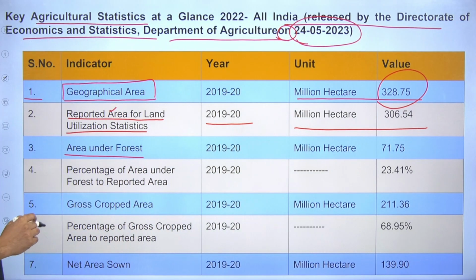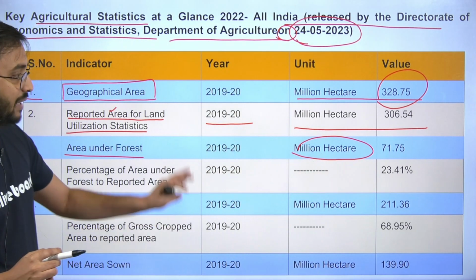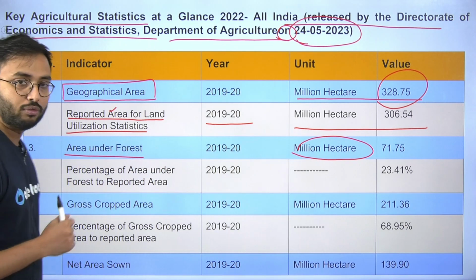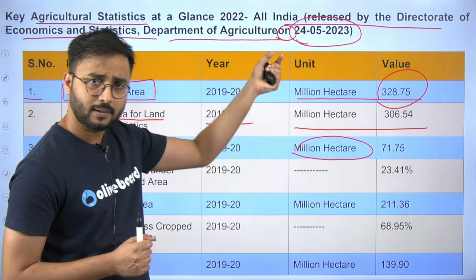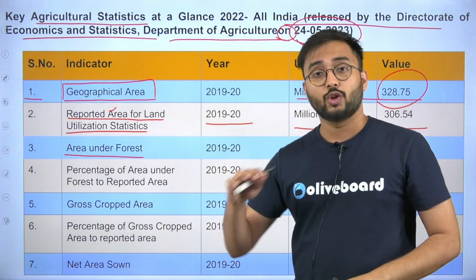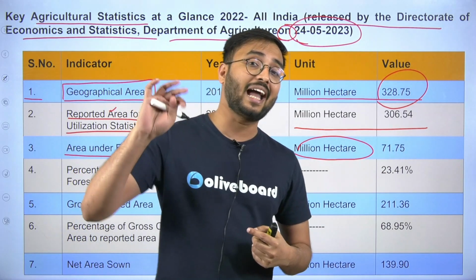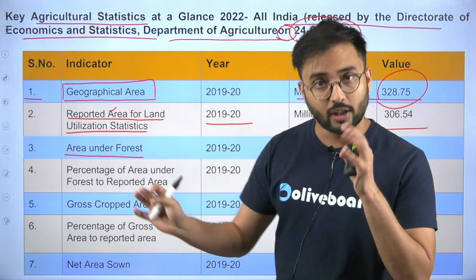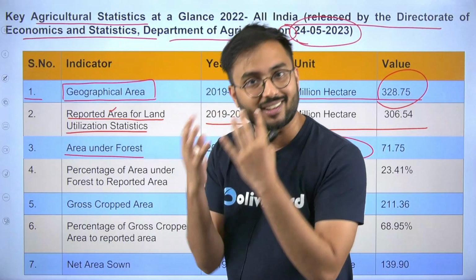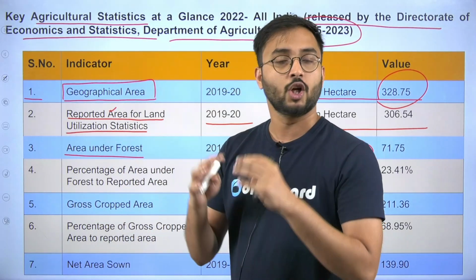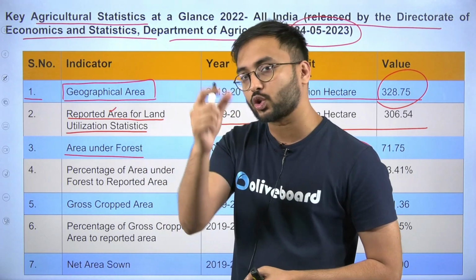Then is the area under forest. When I'm talking about area under forest, here you could see 71.75 million hectares. Okay, this is the area under forest. Now this data has been given by the Ministry of Agriculture, that is the Department of Agriculture. Again, for area under forest, you can also get a second figure which would be different. This quantification could be different, which would be given by ISFR, the Indian State of Forest Report. So do not get confused. For a particular topic or term, there would be multiple data associated with it. We shouldn't get confused. You should have a basic understanding of the approximate value associated with that term.